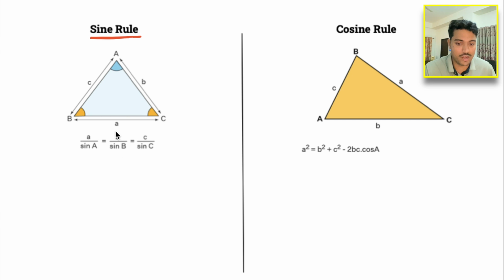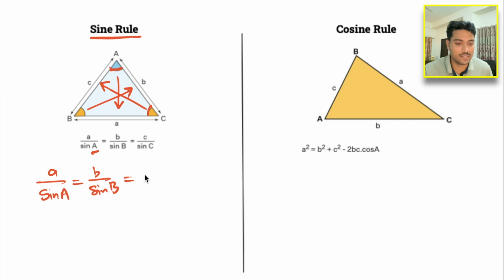These are the three vertices of the triangle: A, B, and C. The opposite side is labeled with the same letter but in lowercase. This is angle A, so that is side a. It says a upon sine A, where capital A is the angle. So a upon sine A is equal to b upon sine B, which is equal to c upon sine C. So whenever we have two sides and one angle known, we can use it to find the next angle basically.